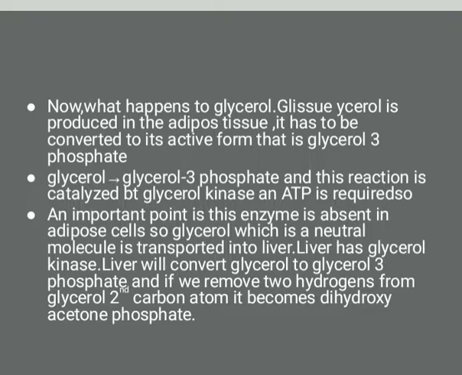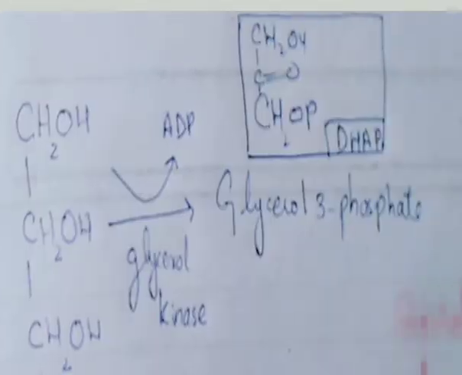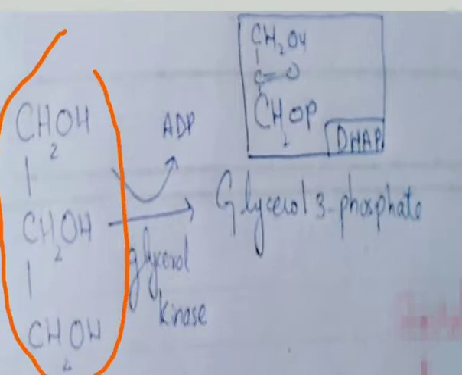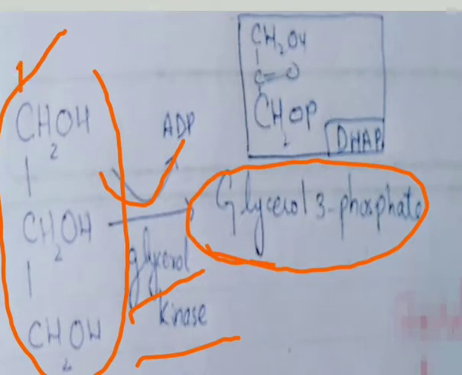So this reaction of converting glycerol into energy can occur only in the liver cells. The liver will convert glycerol to glycerol 3-phosphate, and if we remove two hydrogens from the second carbon atom, it becomes dihydroxyacetone phosphate. Here is the thing. Now you can see that this is the glycerol molecule. A molecule of ATP is converted to ADP with the help of the enzyme glycerol kinase, and glycerol is converted to glycerol 3-phosphate. That means this is carbon number 1, 2, 3. On carbon number 3, a phosphate group is attached.